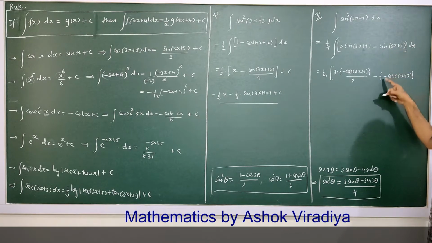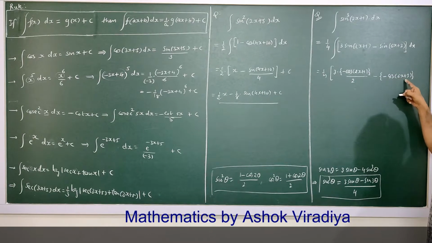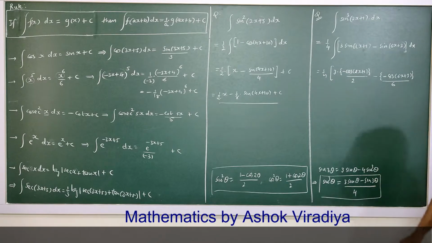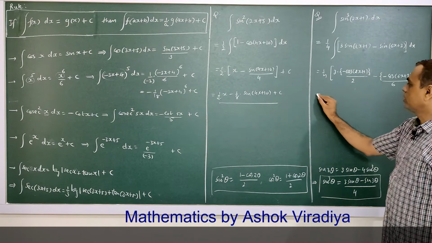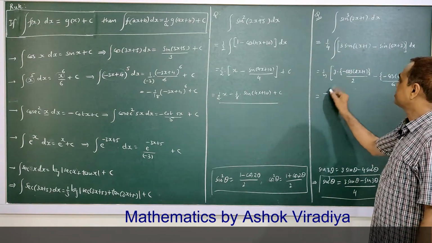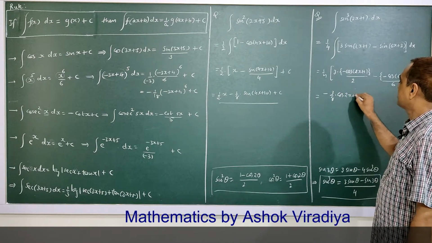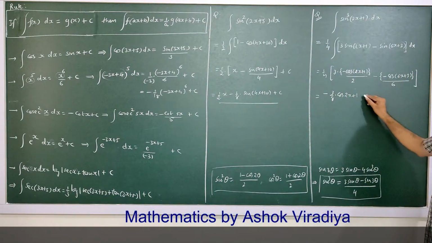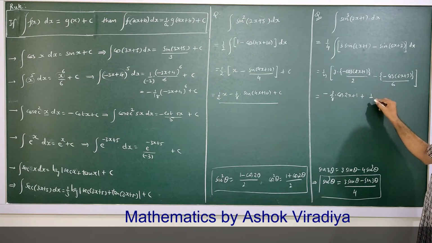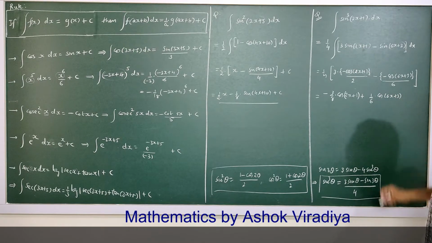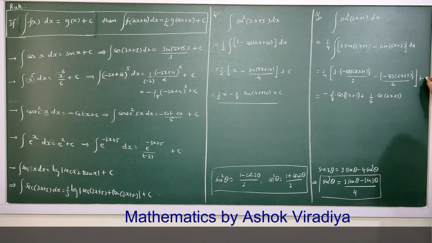Integral of sin x is minus cos x, but this is not x, it is ax plus b, so divide by coefficient of x, close the bracket. So it is equal to minus 3 by 8 cos 2x plus 1 minus minus plus 1 by 6 cos 6x plus 3 and plus c.